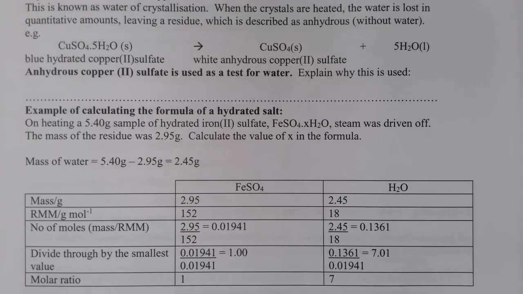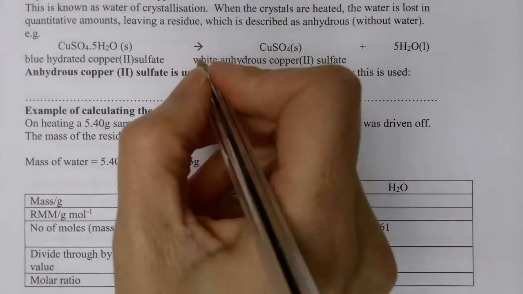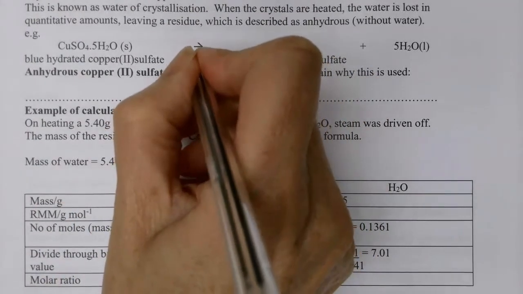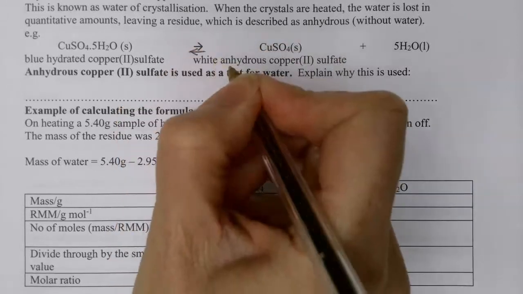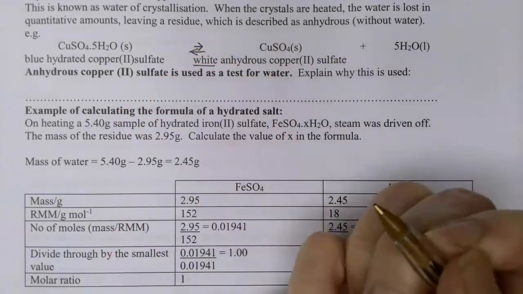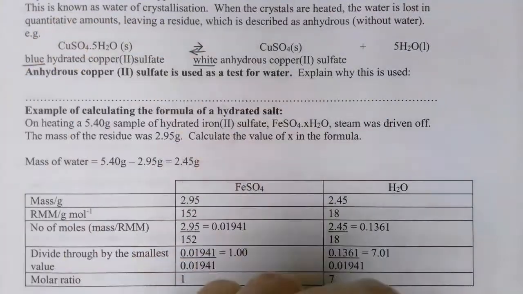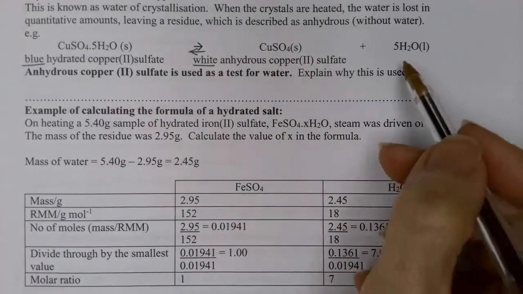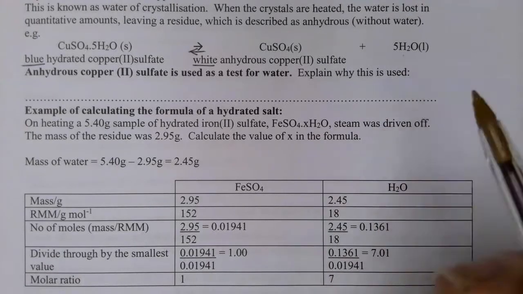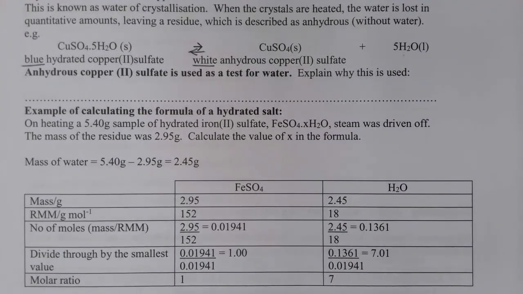Now, anhydrous copper sulfate can be used as a test for water, and the reason for this is this reaction here is actually reversible, and you will turn white anhydrous copper sulfate into blue hydrated copper sulfate with the addition of a small amount of water, and you're going to see that later on in the video.